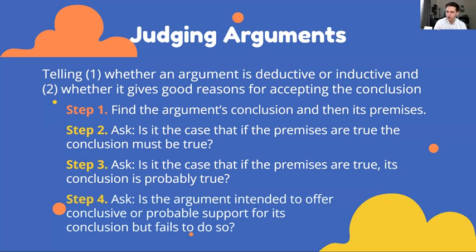Okay, so I think this is a good four-step process. We're not always going to use it, but I think something like this is a process that I myself use. And then the last step: is the argument intended to offer conclusive or probable support, but fails to do so? In other words, if I've already established what kind of argument it is, is it successful? Are the premises actually true? Or does it provide probable support? So I like this four-step process that's outlined in the book. Some people have it as 3 steps or 5 steps or whatever, but I definitely agree with step one.